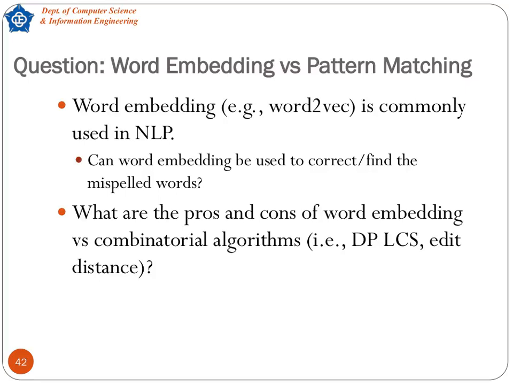Transitioning from KLCS's computational hurdles, we're now asking two key questions. First, can we leverage word embeddings, think word2vec, to spot and even correct misspellings instead of relying on simple lookup tables? And second, how do these vector-based methods compare to classic string algorithms like dynamic programming LCS or edit distance in terms of accuracy, speed, and ease of implementation?